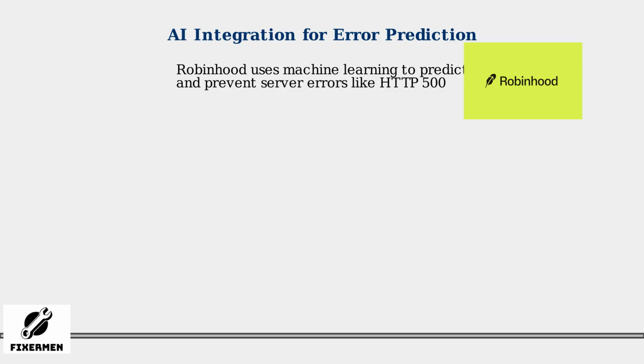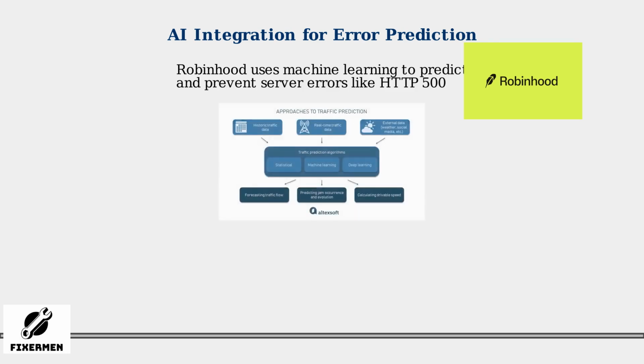Machine learning models analyze multiple data streams to forecast traffic spikes that could trigger HTTP 500 errors, allowing the platform to scale resources preemptively. The AI system processes historic traffic data, real-time user activity, and external factors like market events. This comprehensive input allows for accurate predictions of potential server strain.